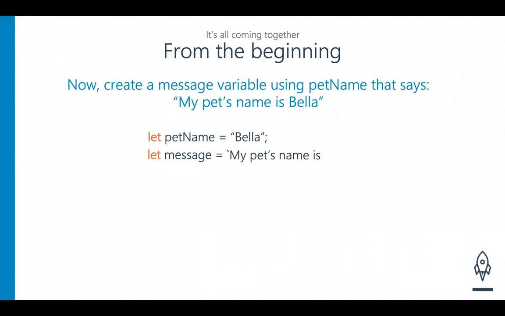We do the tick. My pet's name is, and then we want to actually add the information. A dollar sign, and then our curly brackets. And what goes inside those curly brackets? Pet name, the variable we want to do. We can also do some JavaScript expressions in there as well. So very good. And then we end it with a tick, of course, and a semicolon. Awesome, those template literals there.